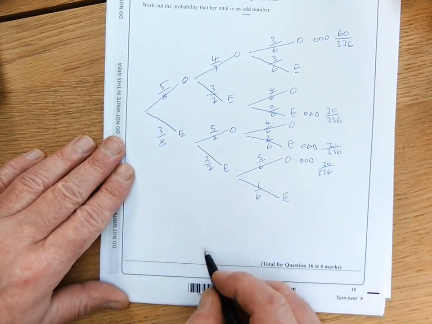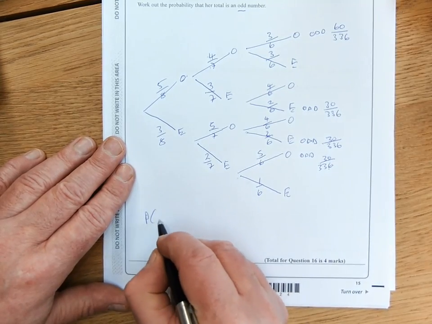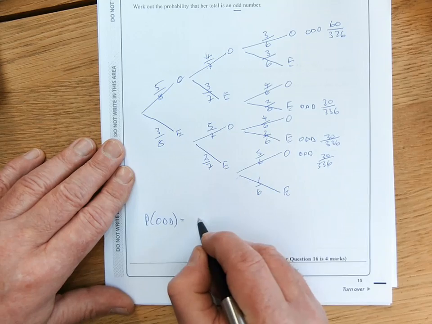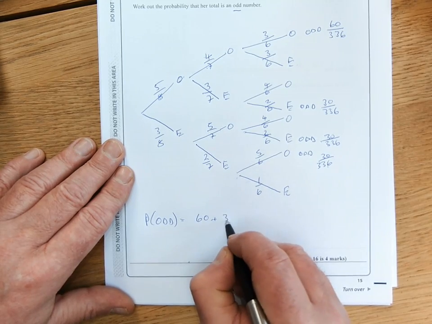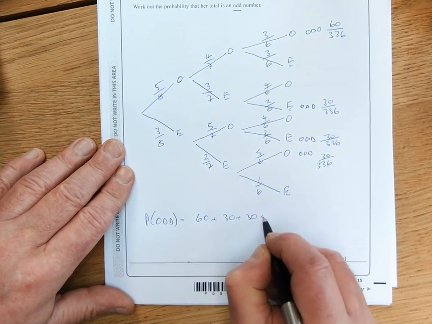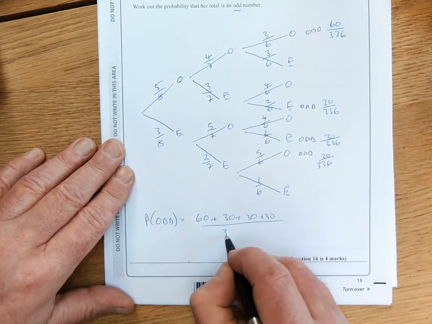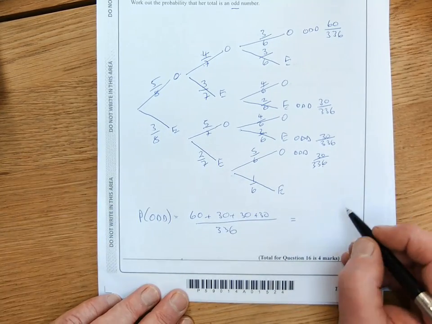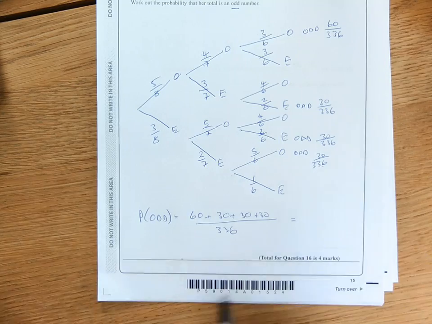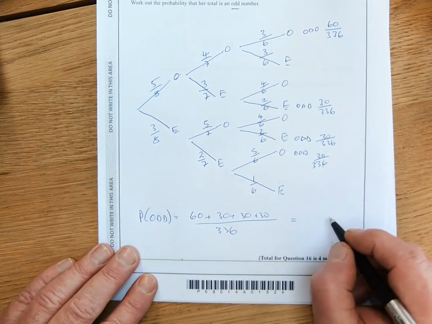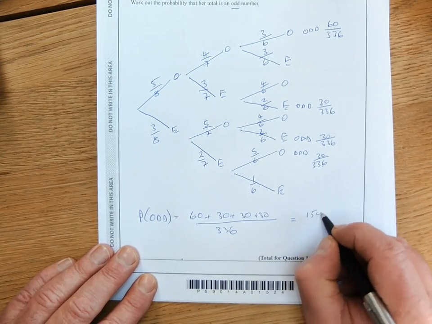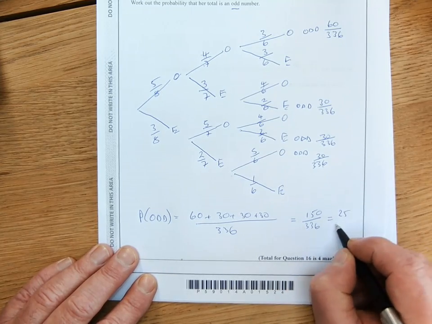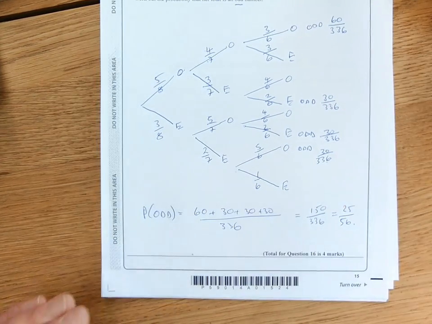So therefore, probability odd equals 60 plus 30 plus 30 plus 30 all over 336 equals, and again let your calculator do the work here, 150 over 336, and your calculator tells you it's 25 over 56.